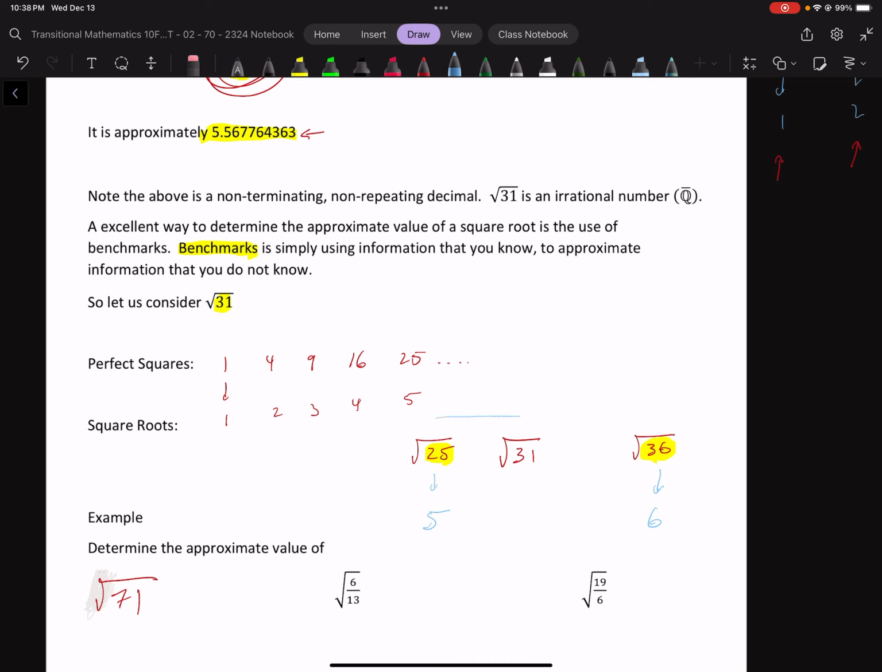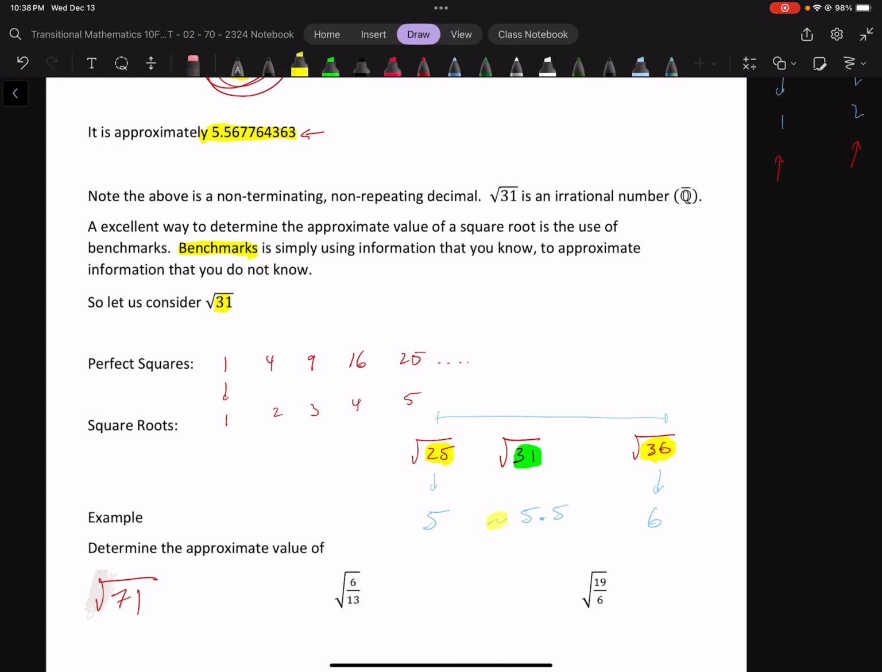So I know that the square root of 31 is between 5 and 6. And if we dig a little bit deeper, 31 is 6 away from 25, and 31 is 5 away from 36. So 31 is almost in the middle of 25 and 36. So I would estimate that it might be somewhere in the middle. The square root of 31 is approximately 5.5.